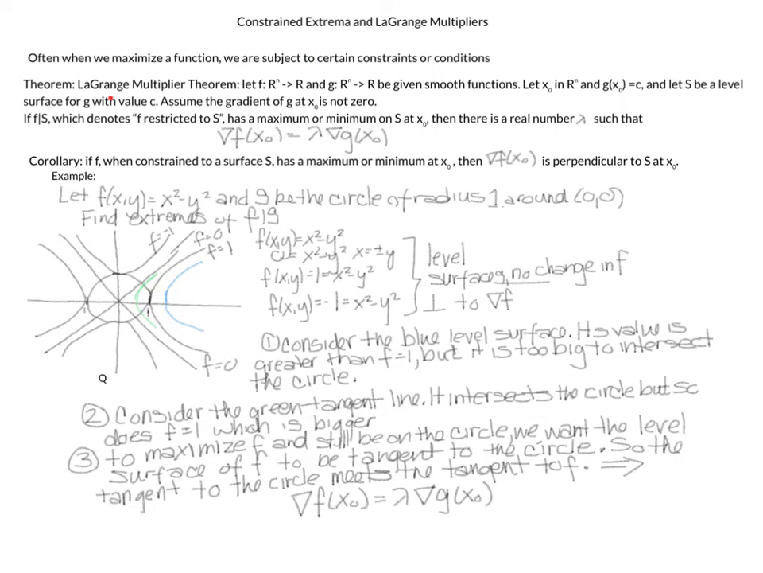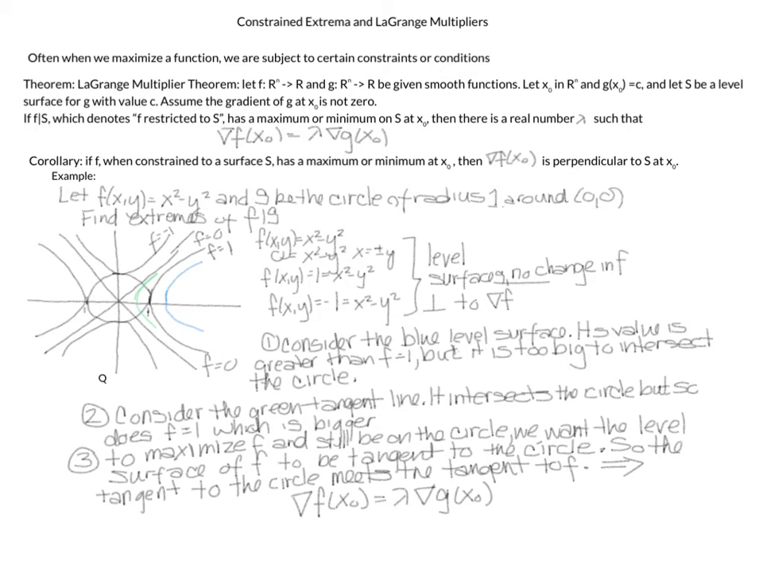So we have this Lagrange multiplier theorem. If f, that's going to be our function we're maximizing or minimizing, is a function from Rn to R, and g, that's going to be our constraint, goes from Rn to R, and they're both smooth functions. We let x naught be in Rn. And then we look at g of x naught equal to some level c, and S is going to be the level surface for g with value c. Then assume the gradient of g at x naught is not 0.